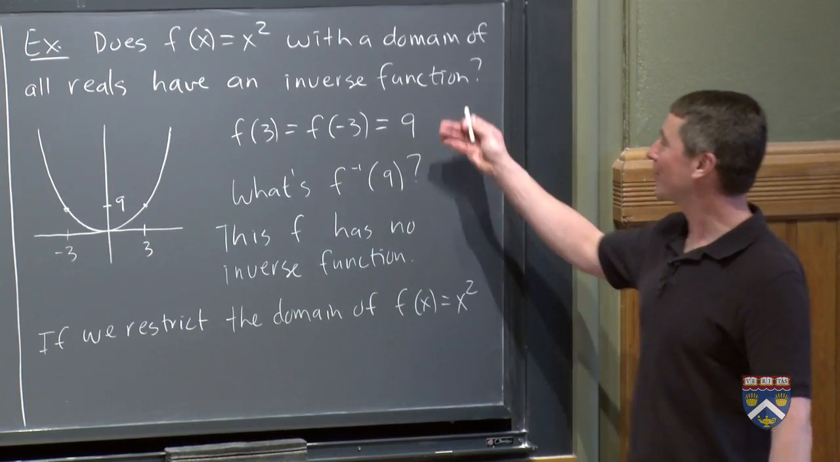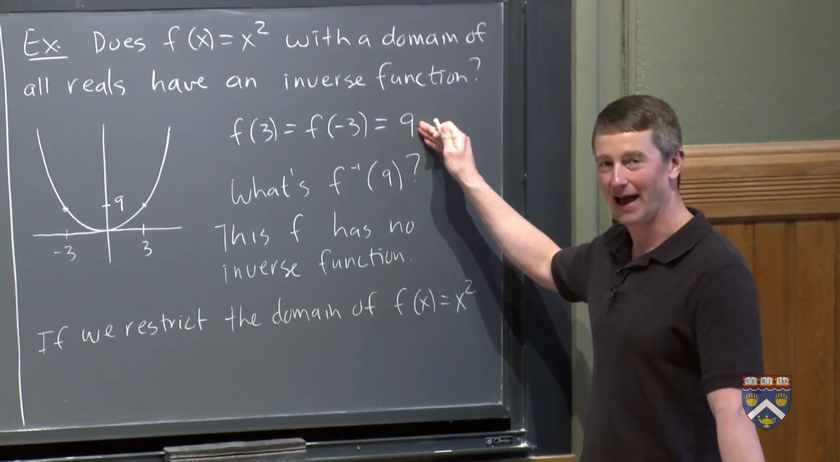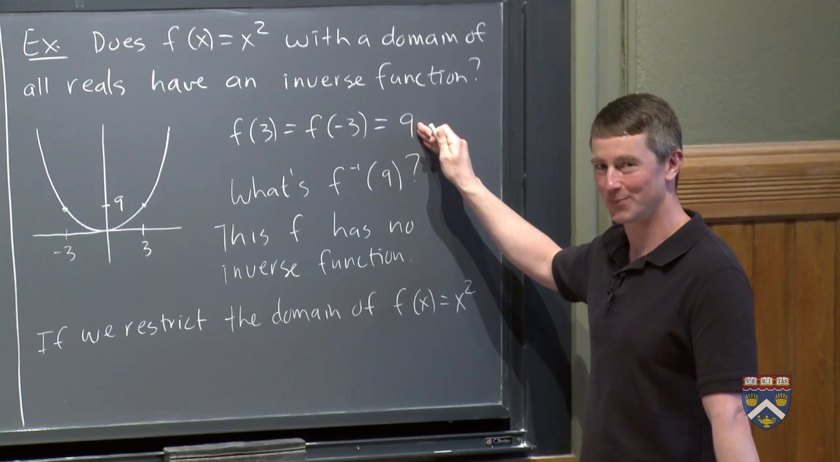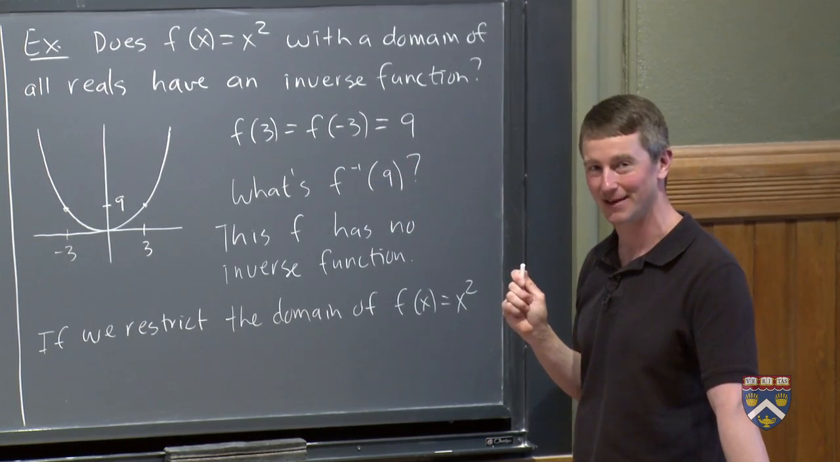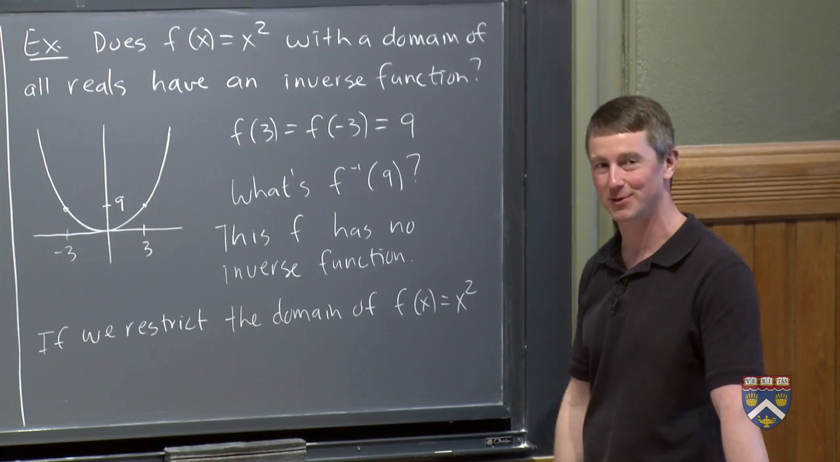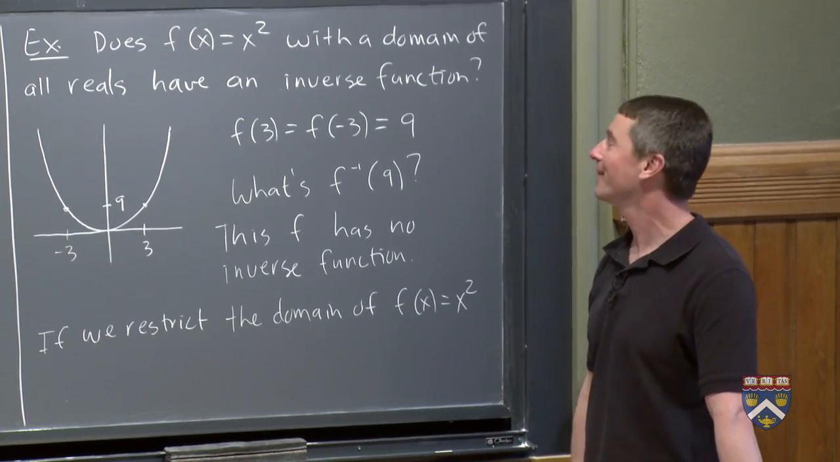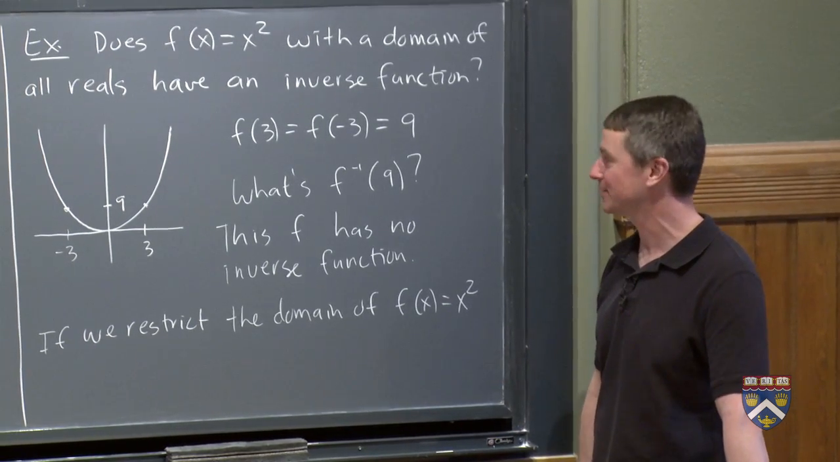If you ask any calculator on the planet, what's the square root of 9, what do they all tell you? They always tell you 3. They never tell you negative 3. You can try it. Ask your calculator what the square root of 9 is. Ask your friend's calculator. They always say it's positive 3.